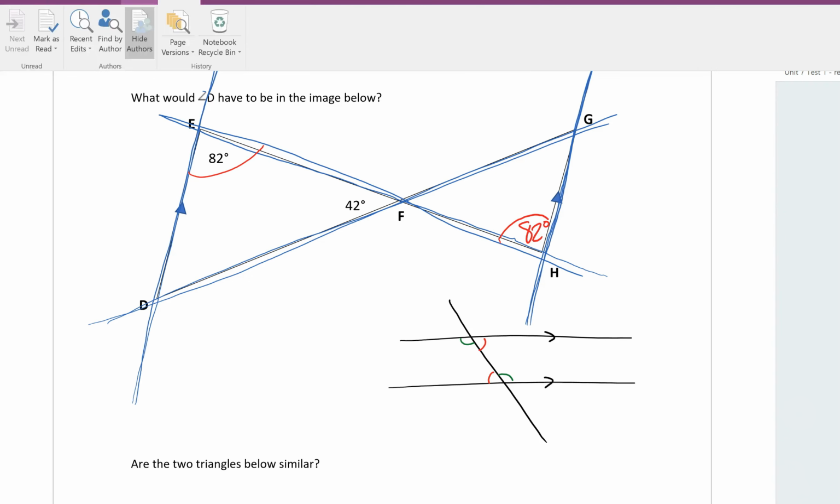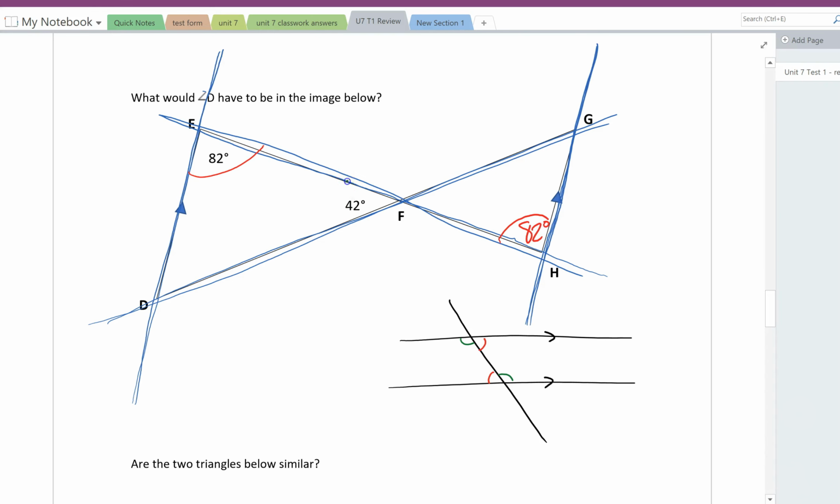Okay, and then another thing I know is that if this angle right here is 42, this angle right here is going to be 42 because those two are vertical angles. So now I know two angles inside of both triangles, and I can figure out the third one. I could go through and do the math. I could say 180 equals 82 plus 42 plus X.